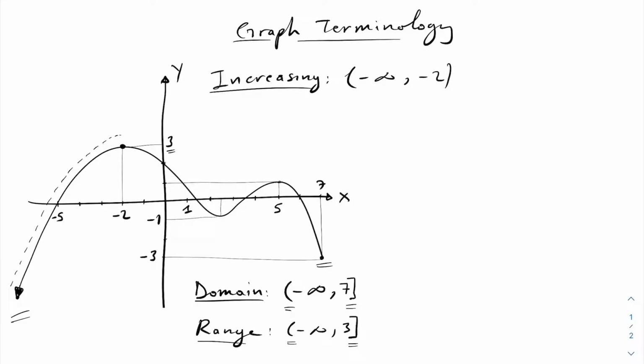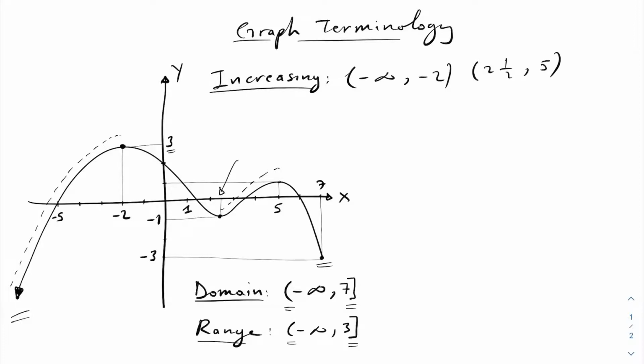So although we're going all the way to the point negative 2, 3, our interval is going to be only x values. So we're going to get negative infinity all the way to negative 2. And then from there, we're going to see that the graph also starts going up at 2.5 all the way to 5. And so those two intervals are where the function is going up. That's where the function is increasing.